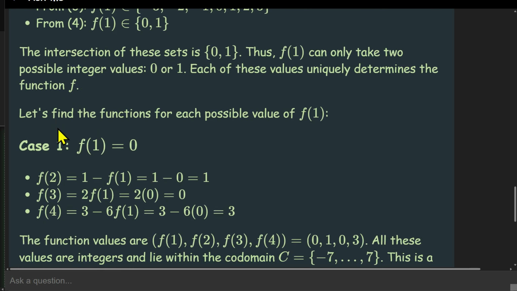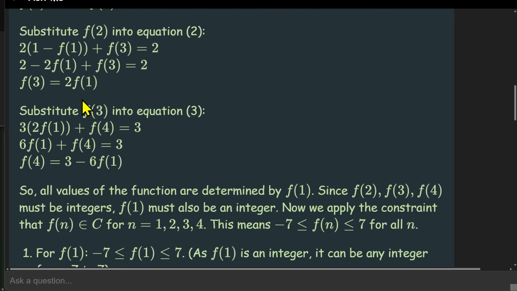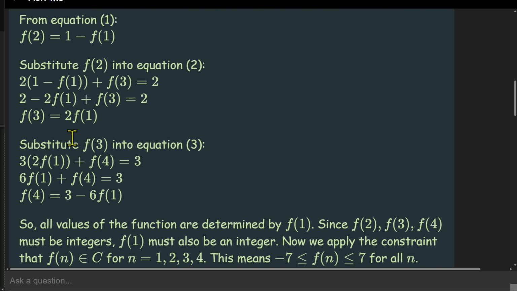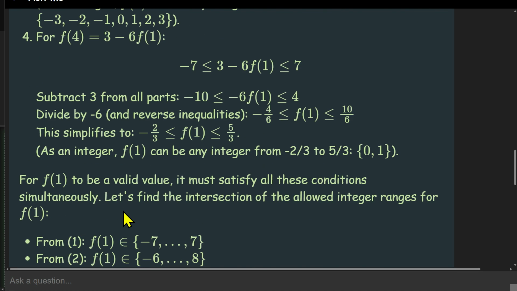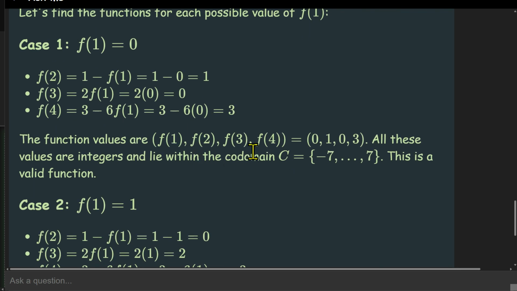Let's find the possible values of f of 1. Take f of 1 equal to 0. Then f of 2 will be 1, and f of 3 will be 0, computed using 1 minus f of 1 and the other relations above. So f of 1, f of 2, f of 3, f of 4 equal 0, 1, 0, 3. All these values are integers and lie within the codomain C, so this is a valid function.